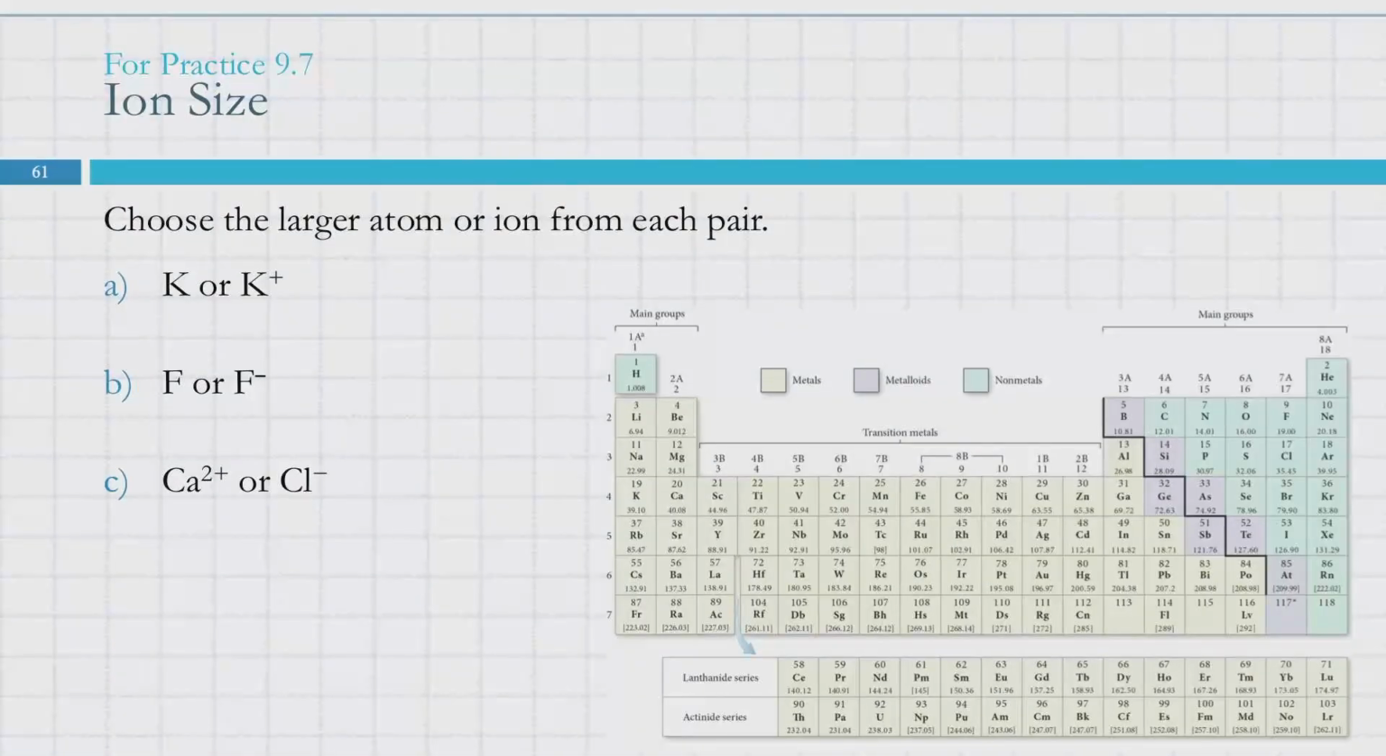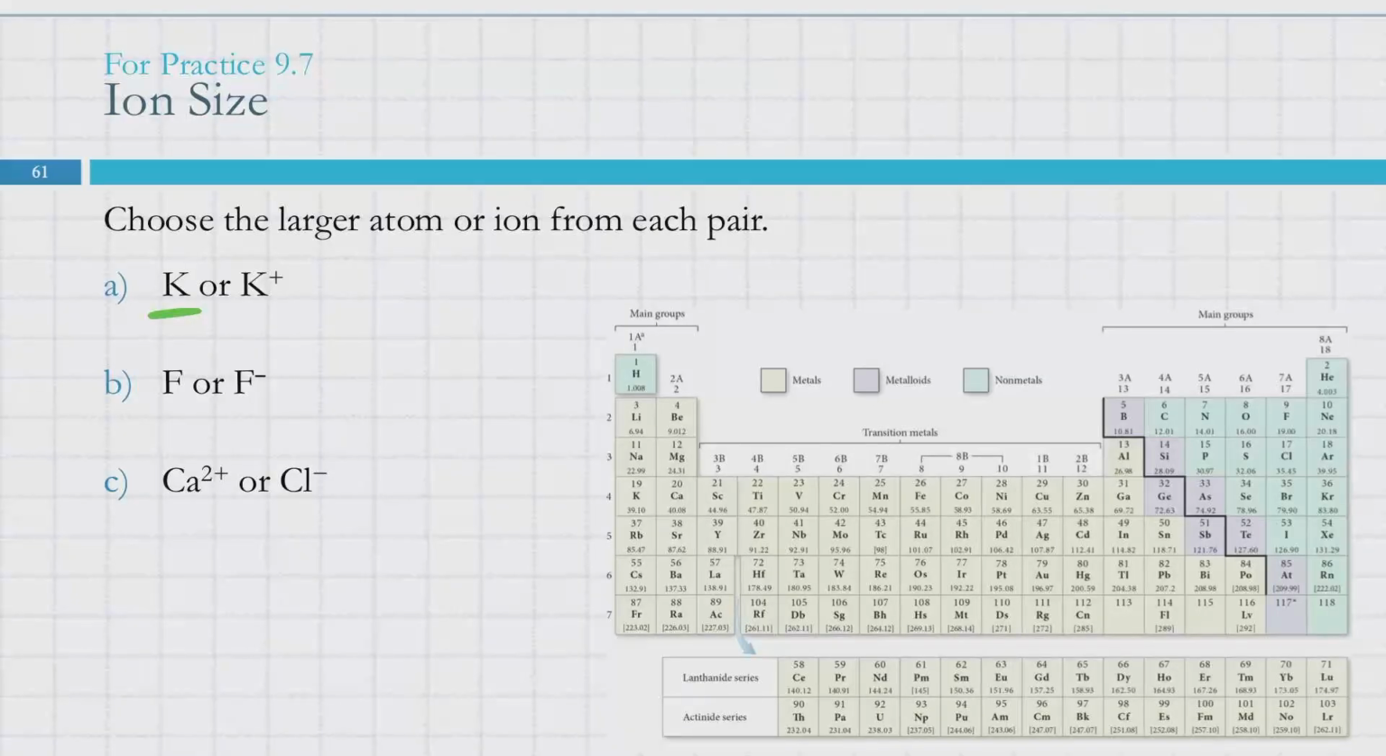Okay, for each of these, choose the larger atom or ion from each pair. All right, we've got one of them is a cation, one's an anion, and then the third is an isoelectronic series. It's just 2 ions, but it's from this series of isoelectronic ions. So between potassium and the potassium ion, which is going to be larger? The neutral one, yes. Potassium, just K, is going to be larger.